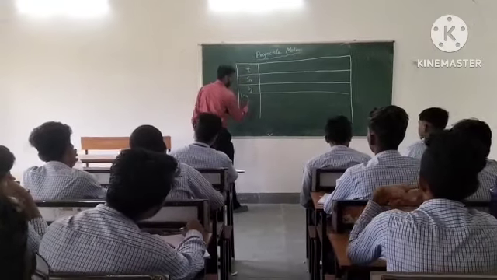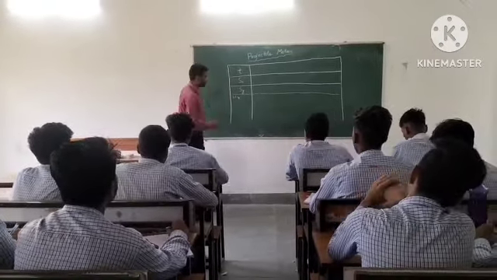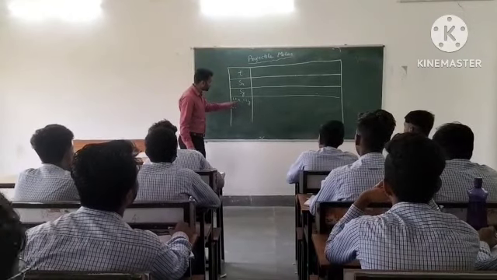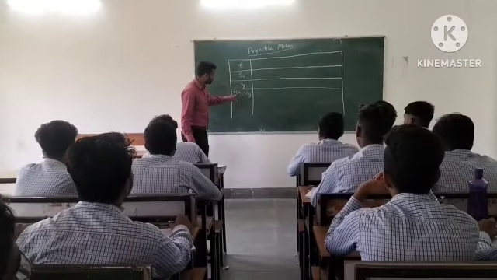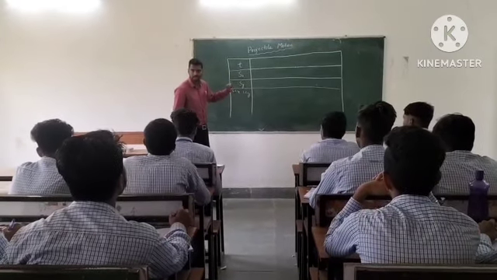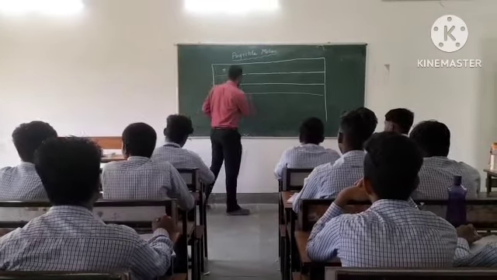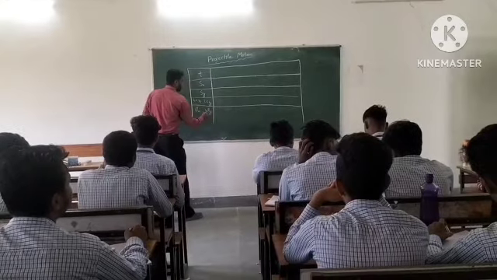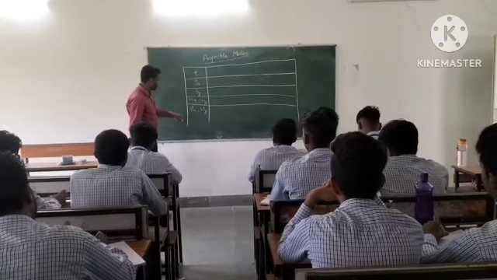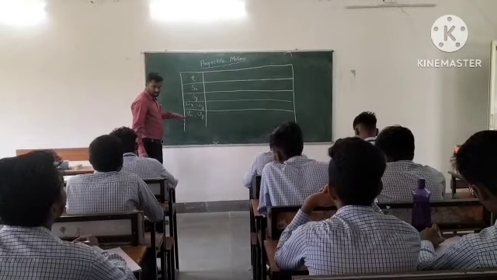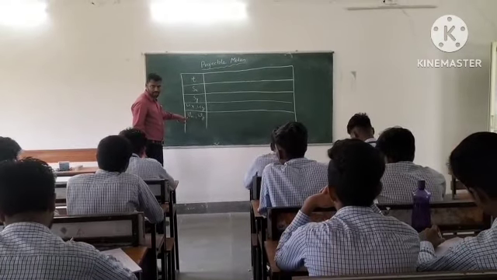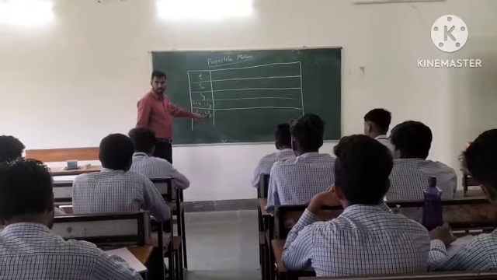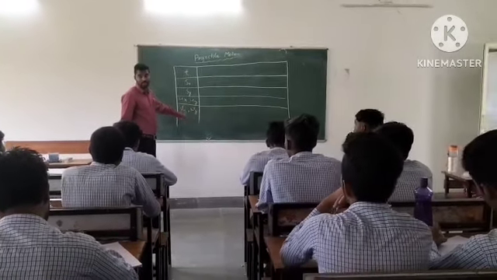Similarly, we have ux. What is ux? Initial velocity. Sorry, ux is the x component of initial velocity, and uy is the y component of initial velocity. Similarly, vx and vy. vx is the x component of the velocity at that point, and vy is the y component of the velocity at that point.